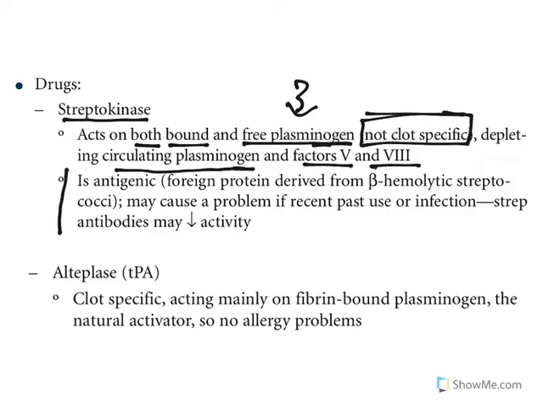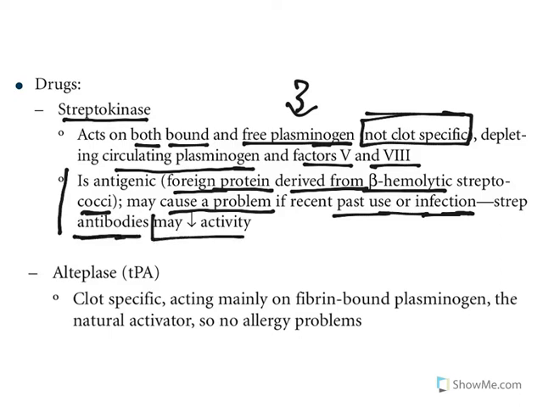Now the problem is it is antigenic because it is from bacterial origin. It is a protein derived from beta hemolytic streptococci. So when it is given for the second time, it may cause problems. If a streptococcal infection is there or if streptokinase was recently used, it may cause a kind of allergy. The formed antibodies may decrease the activity. That means whenever streptokinase is used, the body will produce antibodies against it, and these antibodies will reduce its effective activity.